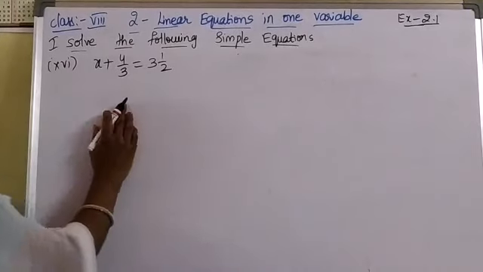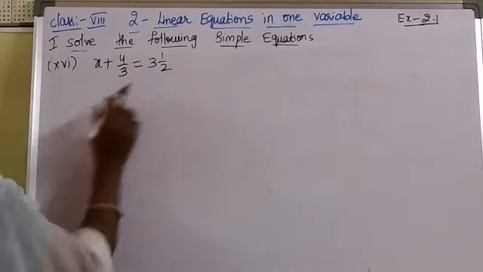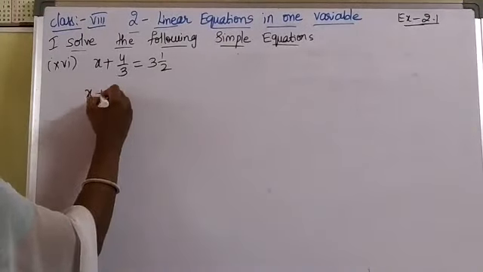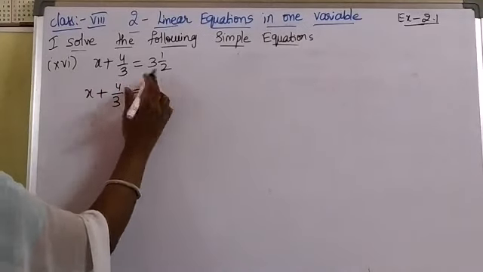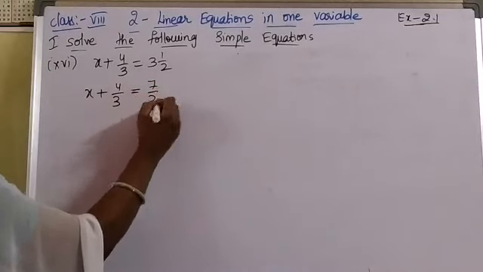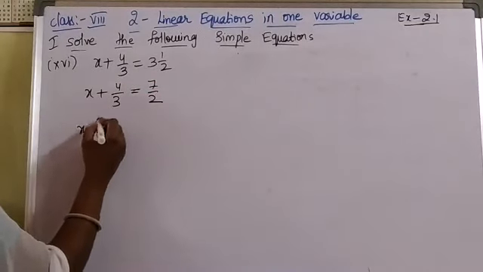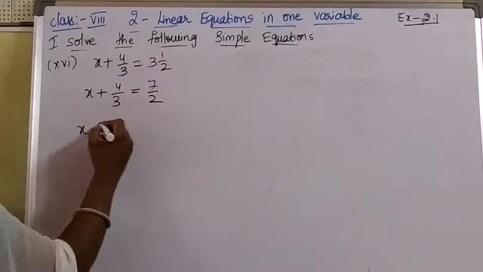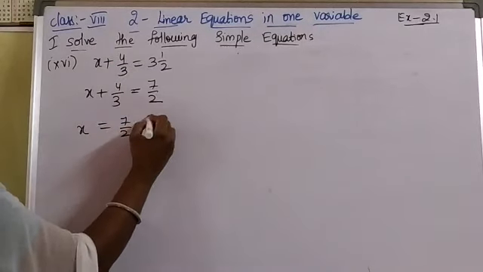Last sum in this exercise, children: x + 4/3 = 3 1/2. Okay, x + 4/3. Convert this mixed fraction into an improper fraction: 3 2s are 6, 6 plus 1, 7/2. Okay, now we have to find the value of x. I will take this plus 4/3 to that side. So when you transpose, plus will become minus.